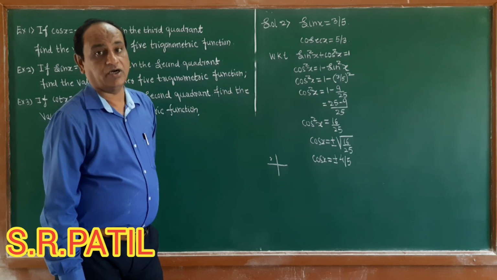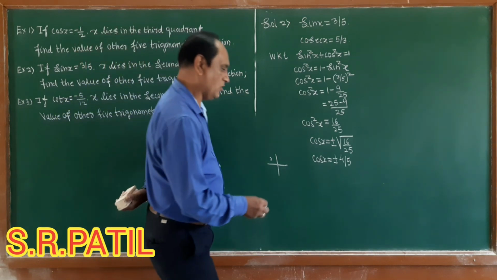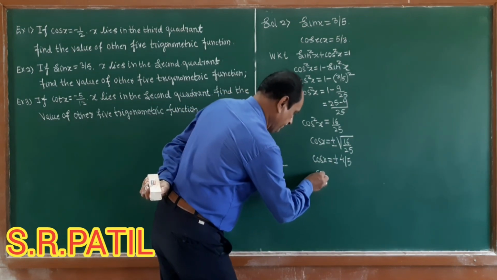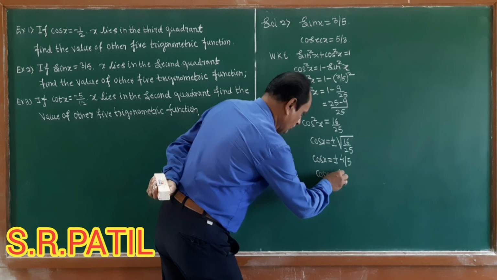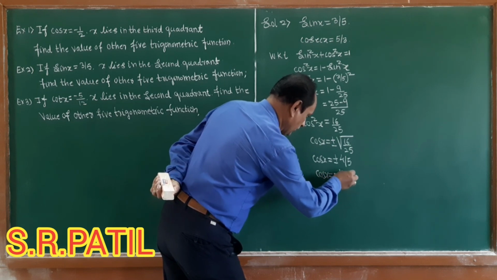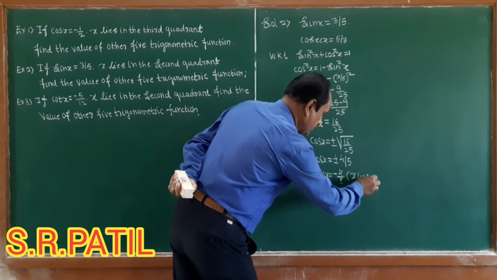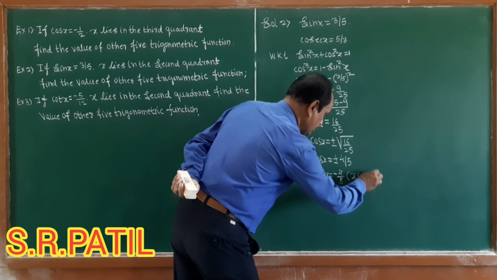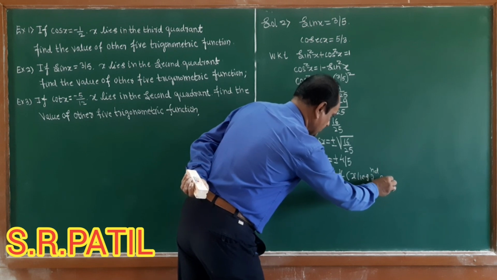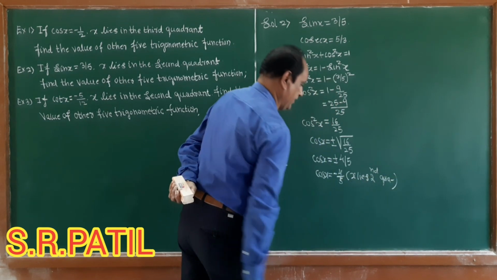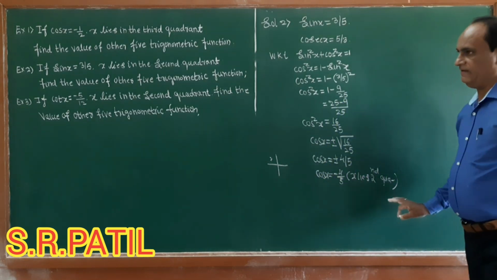In the second quadrant, sin and cosec are positive. This is the cos of that, so cos x means a negative value. Therefore cos x is equal to minus 4 by 5, because x lies in the second quadrant. By taking cos x as minus 4 by 5.